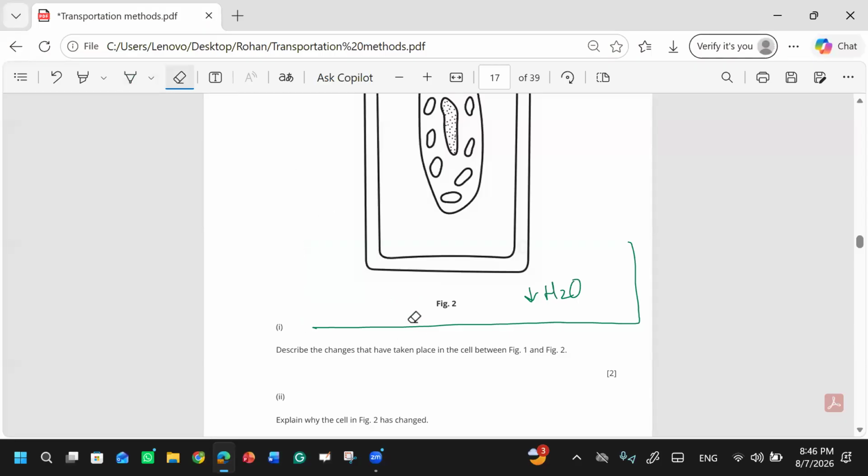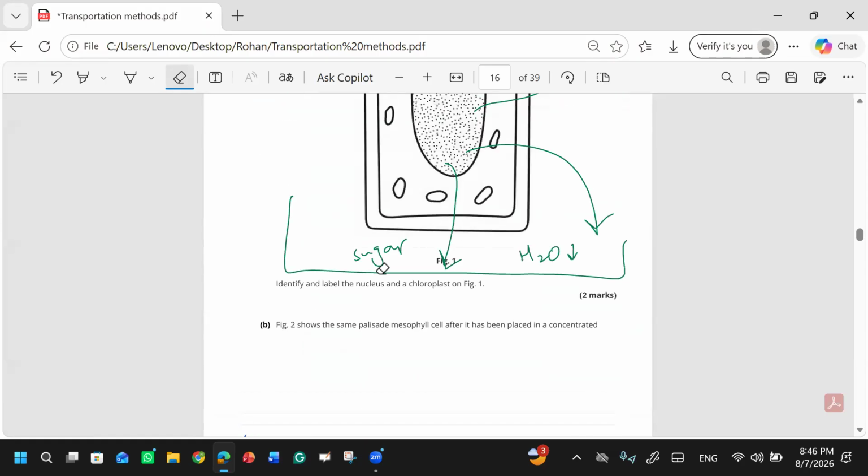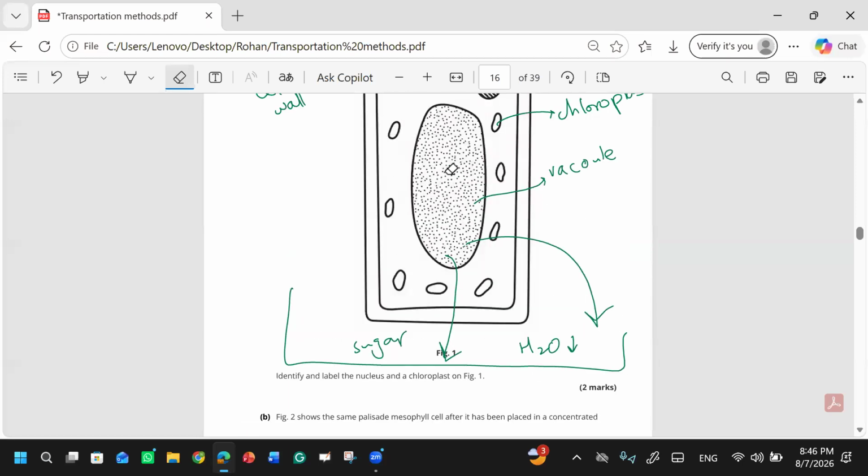The next part is explain why the cell has changed. We will say that in the solution there is less concentration of water. That's why the water will move from the vacuole to the outside, from the cell to the outside.